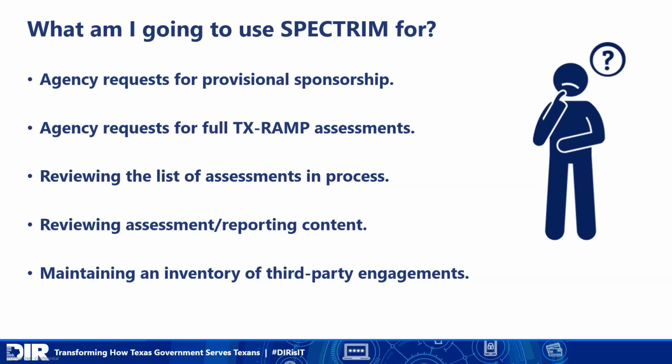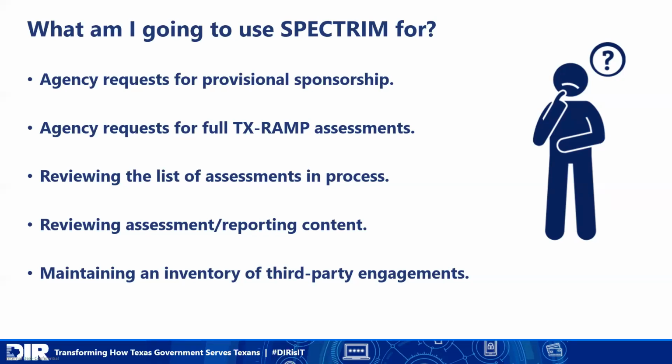Agency requests for full StateRAMP assessments, additionally. If something already has a provisional certification, or if you just want to outright launch an assessment, level 1 or level 2, SPECTRIM is the mechanism by which agencies can request that information.